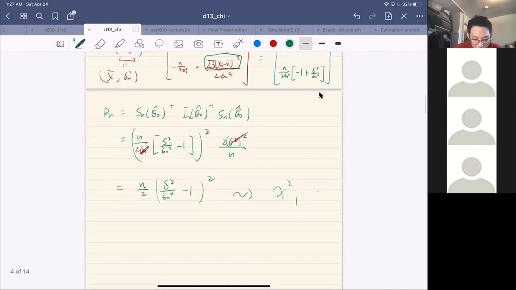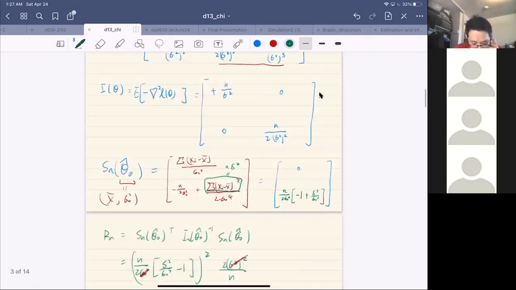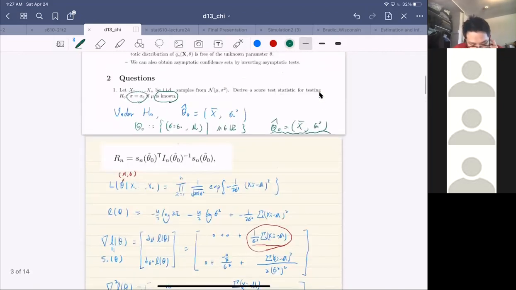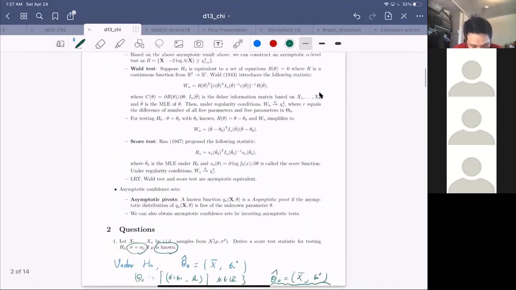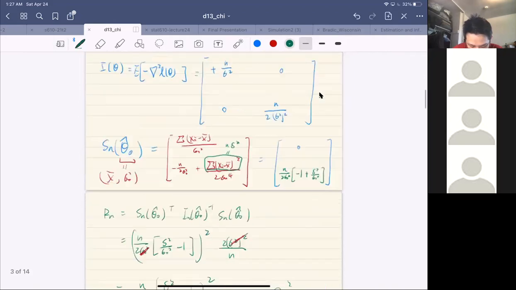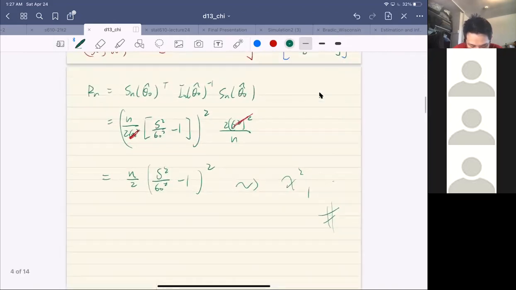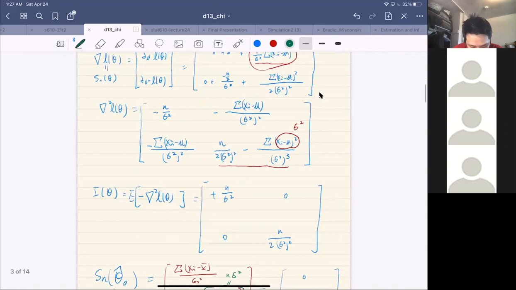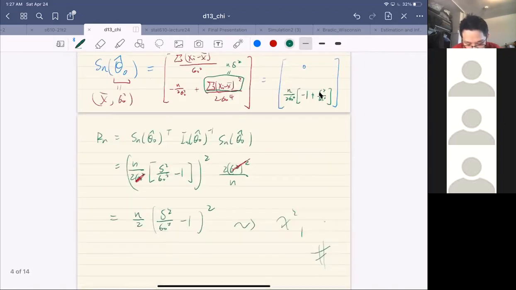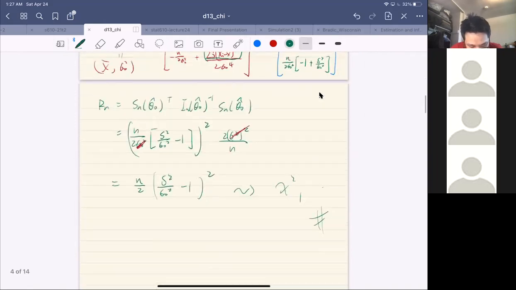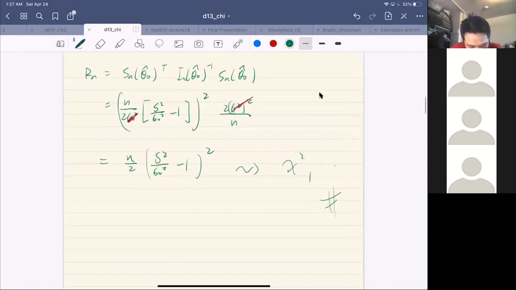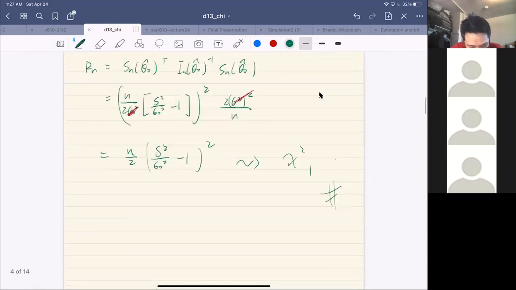Any questions so far? Yeah, I know finding the score test and all the Wald test will have a lot of calculation, but it's not hard, so you just make sure you did all the steps right.